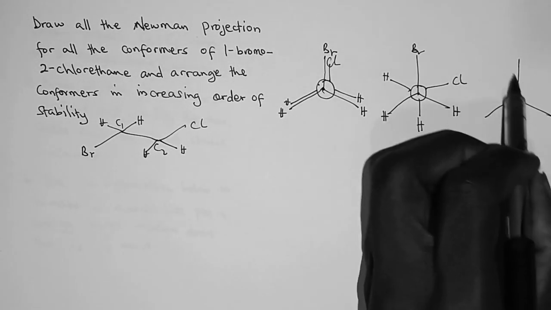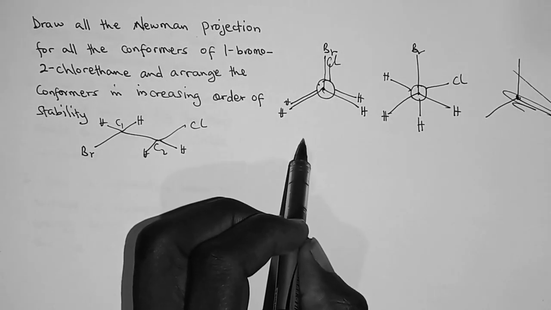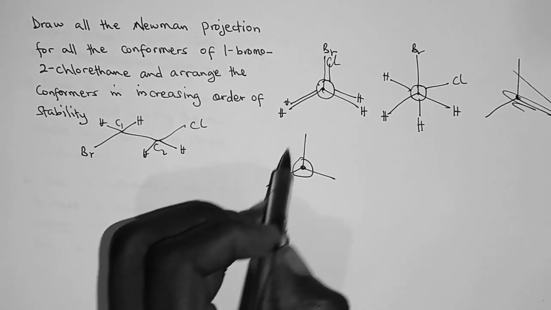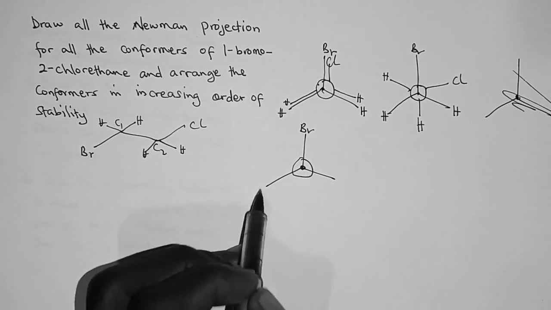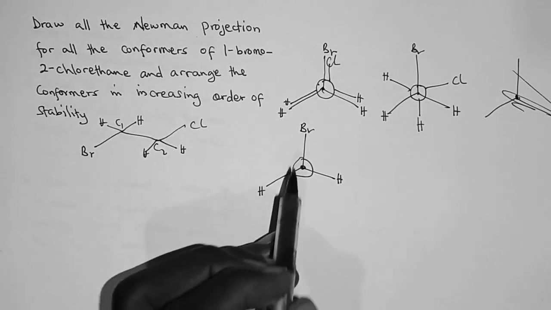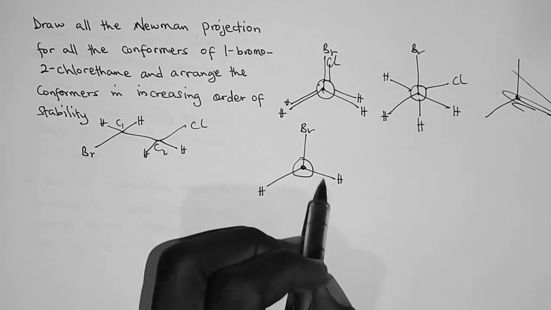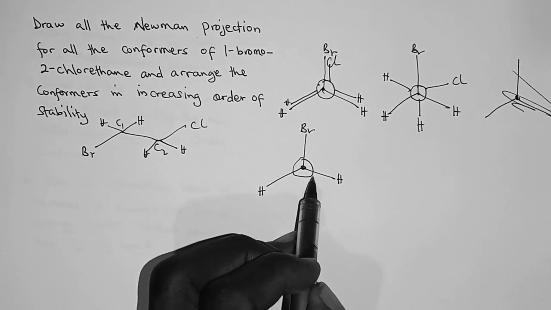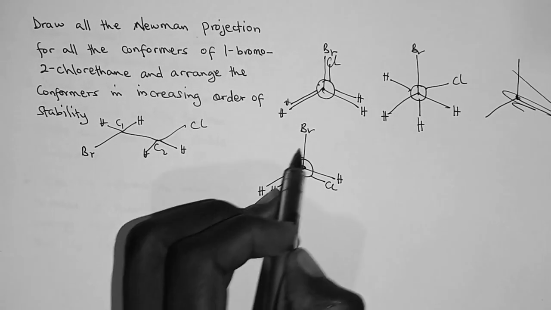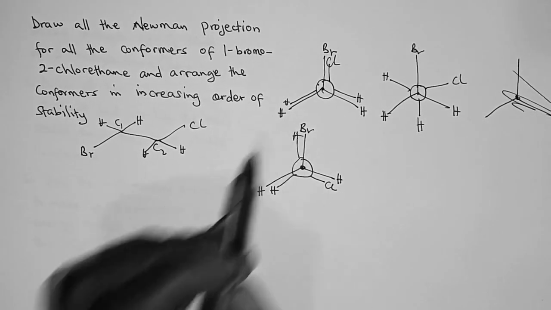So let me draw that one here. This is the carbon in front, and this is the carbon at the back. We have a bromine that is bonded to 2 protons, and then the one at the back is a chlorine. So if we rotate it further, the chlorine comes here, and then a proton goes there, and then this proton comes here.